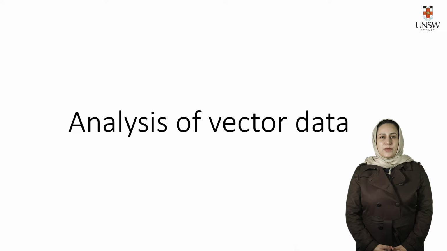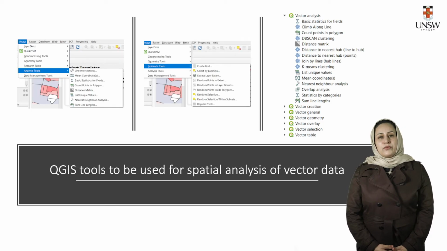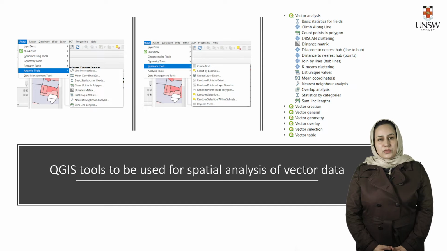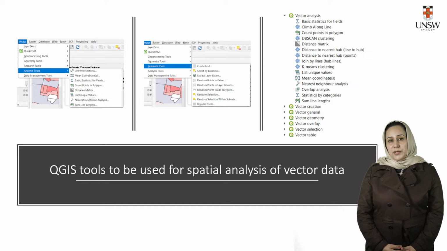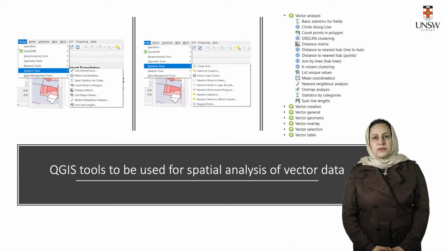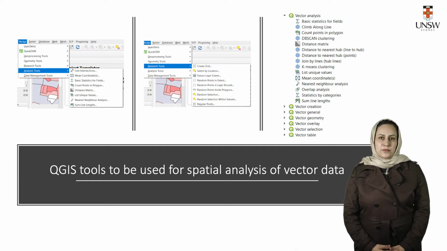Let's start from spatial analysis tools for vector data. For vector data, there are various tools available in QGIS that are accessible from the main menu and also processing toolbox. Some of these tools are demonstrated in this slide. Examples of these tools are nearest neighbor analysis, k-means clustering, and overlay analysis. In this lecture, we will learn about some of these tools.